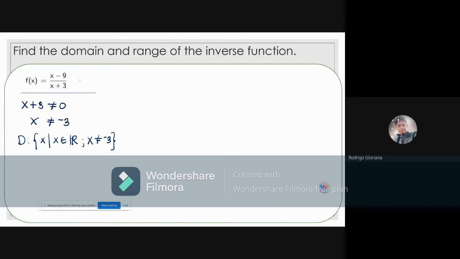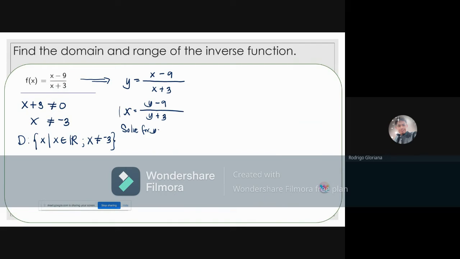To get the range, we compute, right? We interchange yung x and y. So, translate muna natin into y. We have now y is equal to (x - 9)/(x + 3). And then, interchange x and y. So, x is equal to (y - 9)/(y + 3). Then, solve for y.